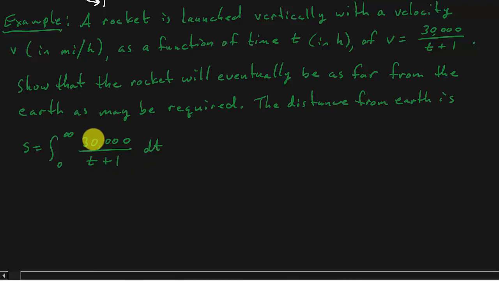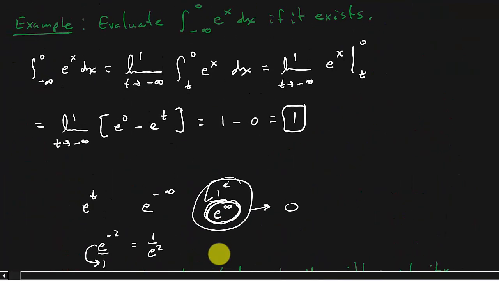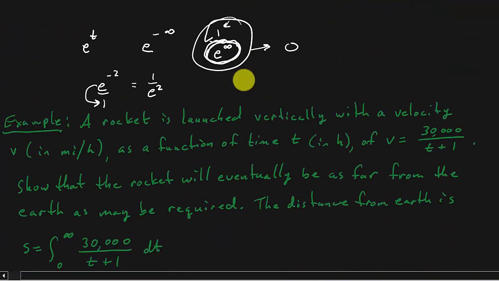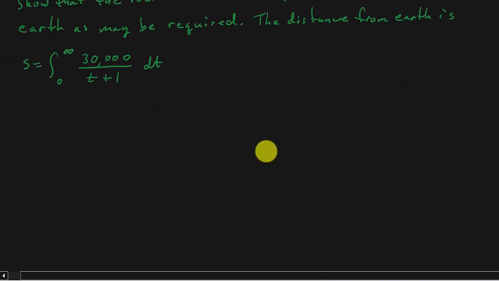So let's see what we get. It's a word problem, but basically it's an example where the upper bound is infinity. Here we did the one where the lower bound is negative infinity. All right, so let's see what we get. So we get the integral from 0 to infinity of 30,000 over t plus 1.